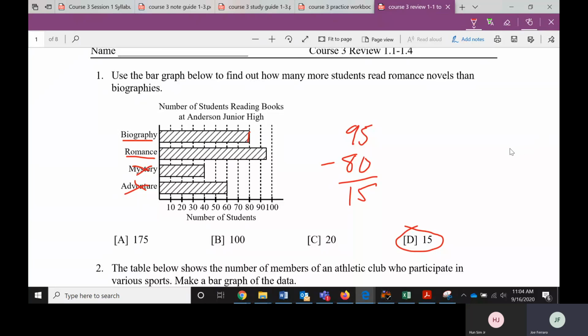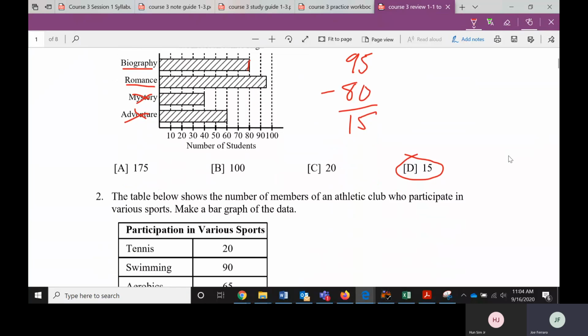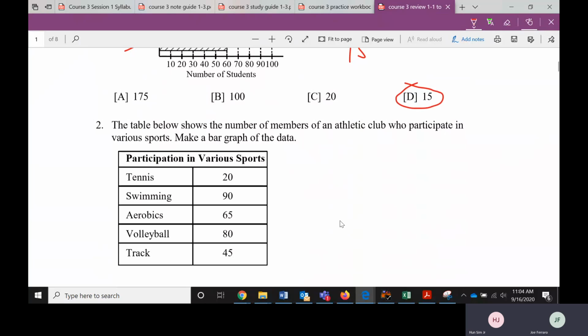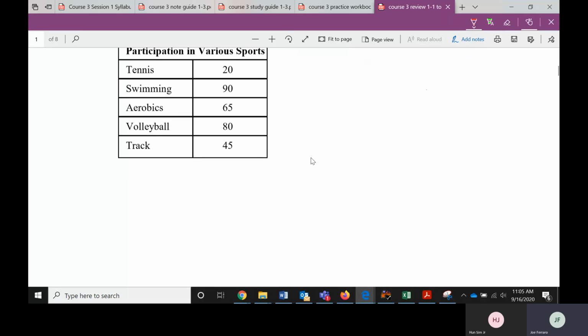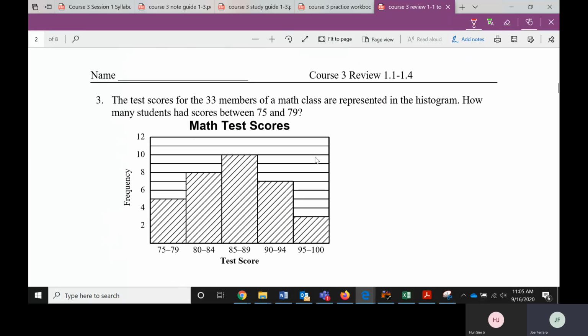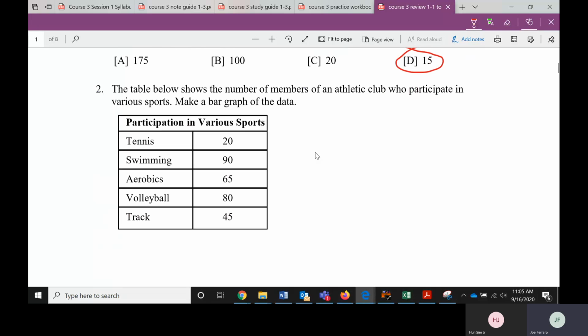Remember, there's nothing stopping you from using your packets, your notes, or watching the videos as you do it. Number 2 says the table below shows the number of members of an athletic club who participate in various sports. Make a bar graph of the data. I don't think they give you one, so we're going to have to make one here.